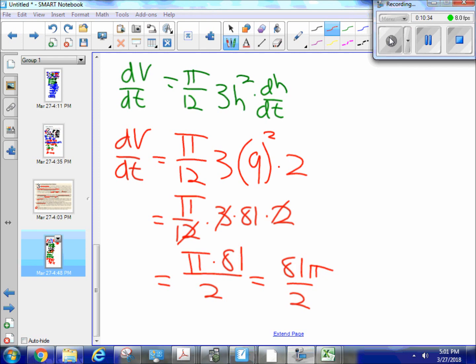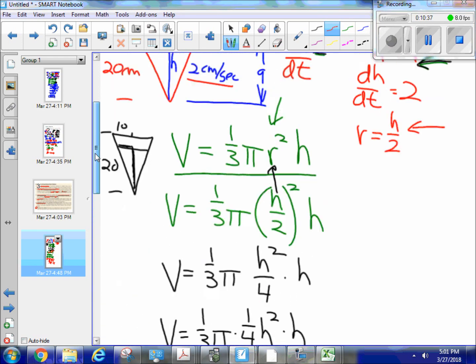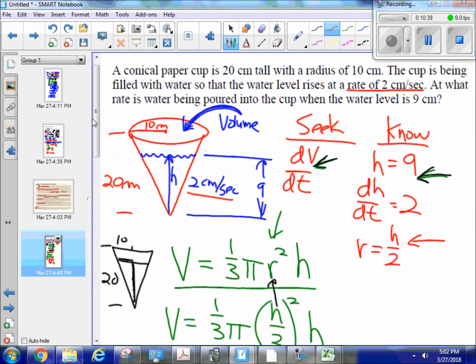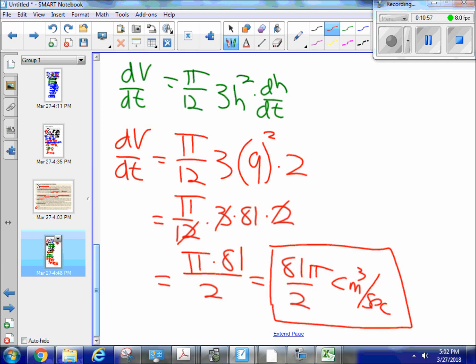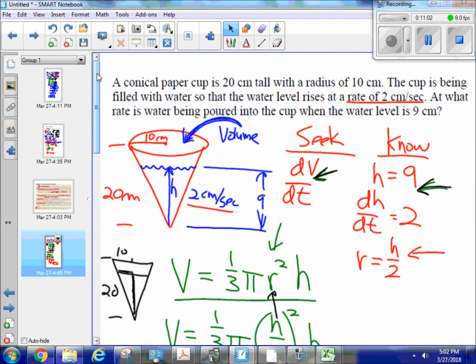Now I got to go back and look at the 81 pi over 2, what? Well, I'm looking for volume, and I'm measuring this in centimeters per second. Volume is a cubic measurement, so this is centimeters cubed per second. That is the volume that is being poured into this conical cup.